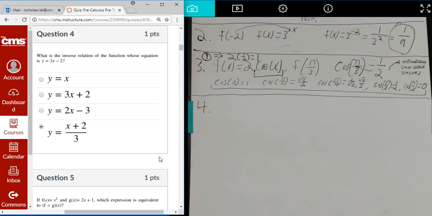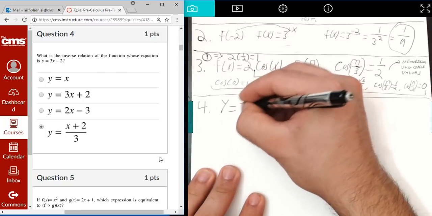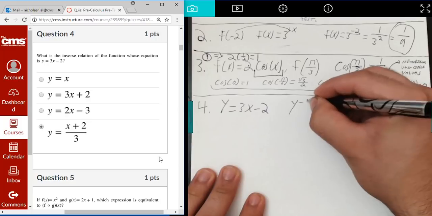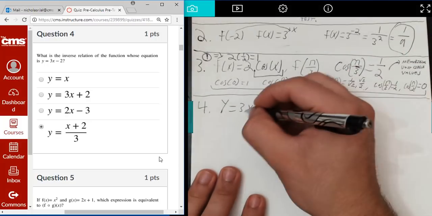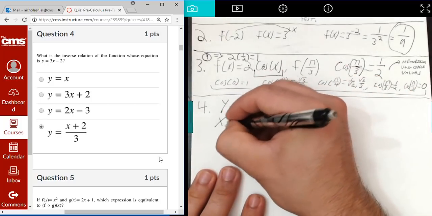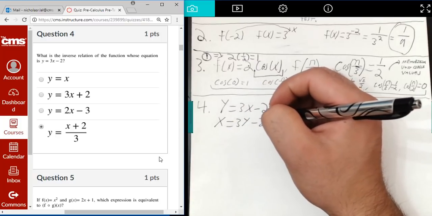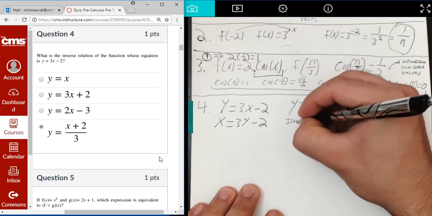What is the inverse relation of the function whose equation is y equals 3x minus 2? So if y equals 3x minus 2, we need to find the inverse. To find the inverse, first we switch the y and the x. So y is equal to 3x minus 2 becomes x is equal to 3y minus 2. Then I need to isolate y.